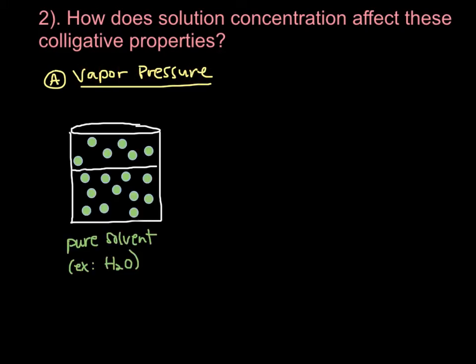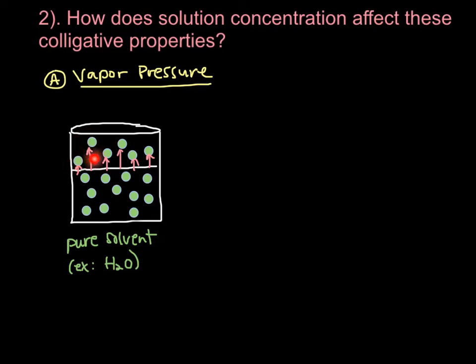All right, so let's define what vapor pressure is first. What we have here is a container with pure solvent, like water. These solvent molecules are randomly moving throughout the solution, and of course the ones nearer the surface are going to, at some point, escape the solution and turn into a gas. This is called evaporation.